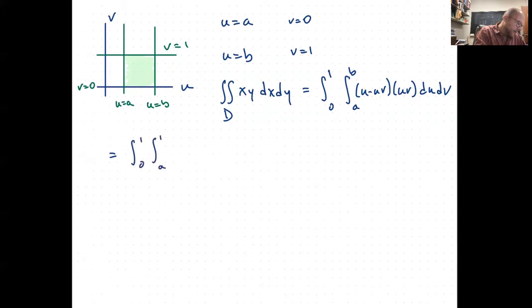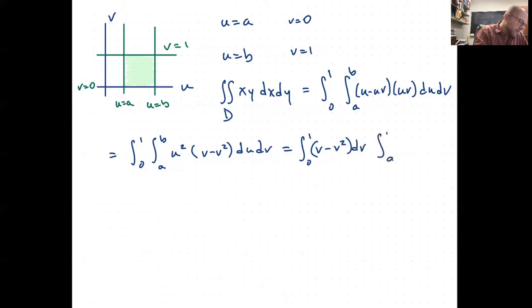I will recopy it, but I'm going to factor out the u there and have a u squared, and then I have v minus v squared, du dv. And we've had this sort of nice thing happen before: the integral from 0 to 1 of v minus v squared dv, times the integral from A to B of u squared du.